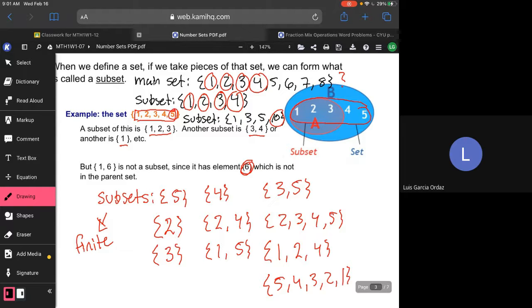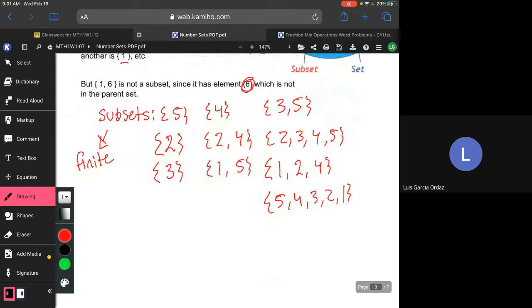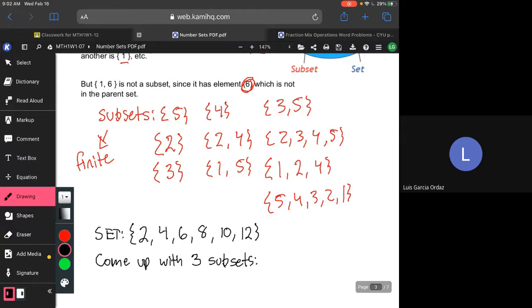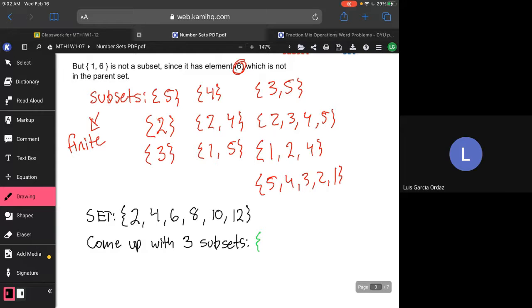Okay. So do you guys understand a subset now? Or not really? Okay, let me give you an actual set. So my set is 2, 4, 6, 8, 10, 12. I want you guys to come up with three subsets. Okay, Miguel gave me 1, 2, 4, 6. No, we're not doing separate.